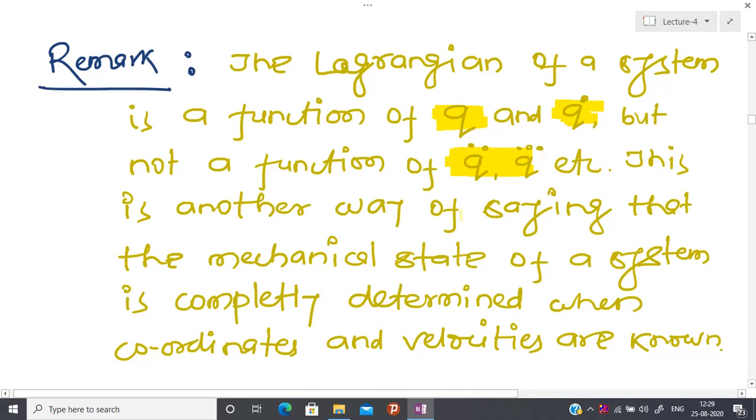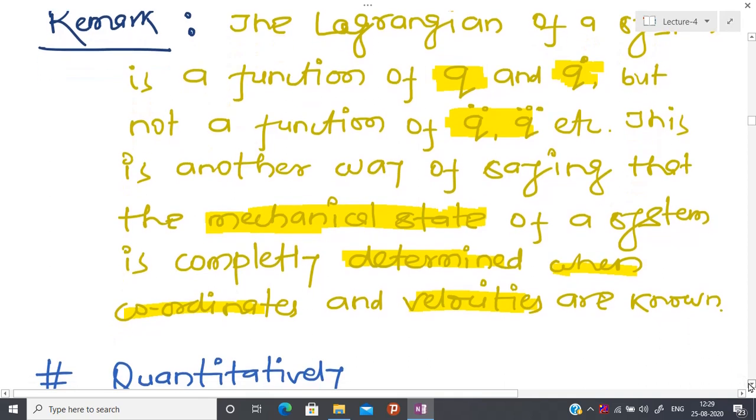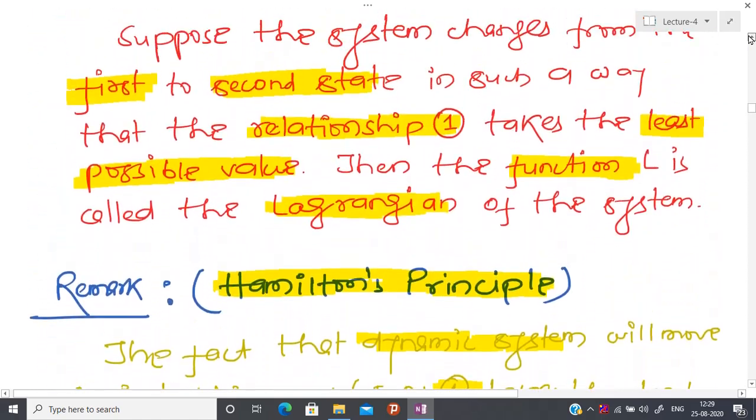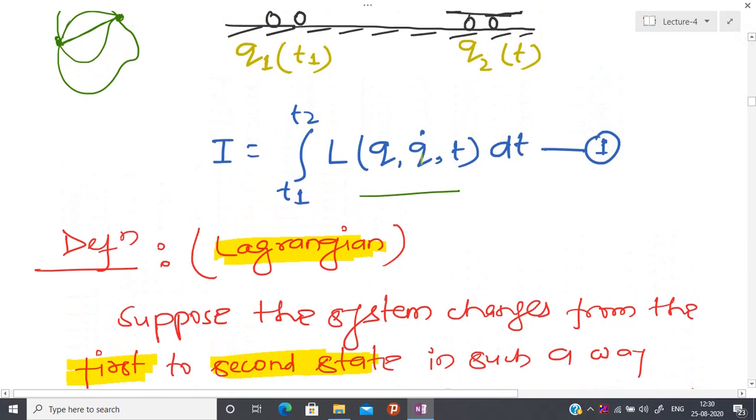This is another way of saying that the mechanical state, since all the work he has done was for mechanical systems, and later people have extended it to electrical and other systems also. So due to that, they have specified that the mechanical state of a system is completely determined when coordinates and velocities are known. We just have to know these two quantities. So this is somehow the information on how to construct this particular relation.